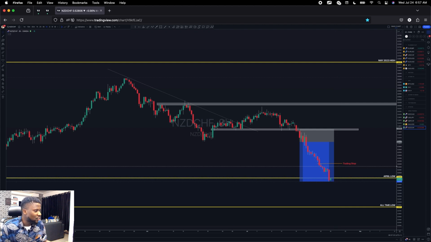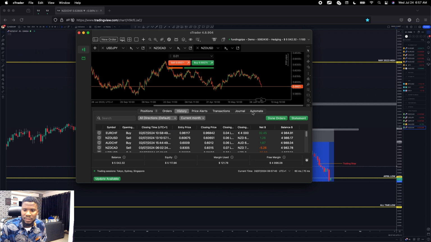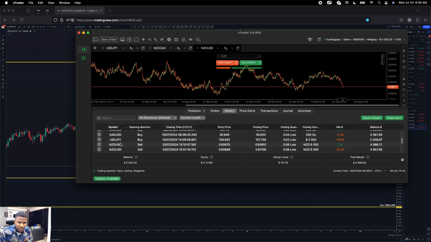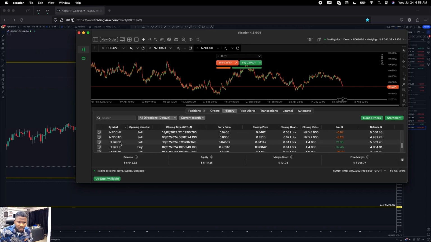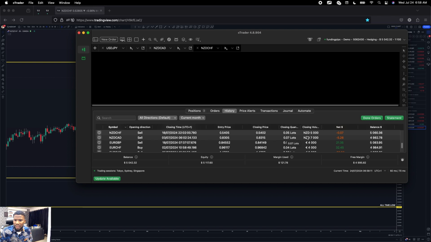But you can see it's not on this trade. If I check my history, maybe I will show you before I actually close the whole thing. If I check my history now, I think it should still be there on my FundingPips. Where is it? NZD. Okay, that's NZDUSD. Let's take a look at it. I think I should get it closer now. Okay, this one, exactly this particular trade.